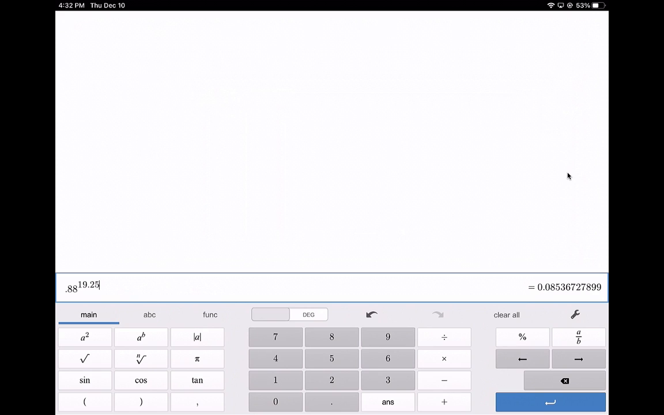I'm trying to get back there. How did I get that? What if I did point? I want to make this 0.083. Oh, that's too small. Okay, this is pretty close. So 0.0826 I get. So about 19.5 hours.